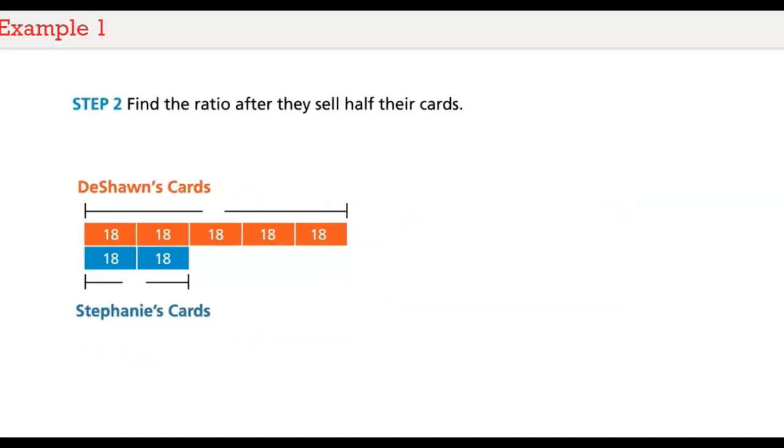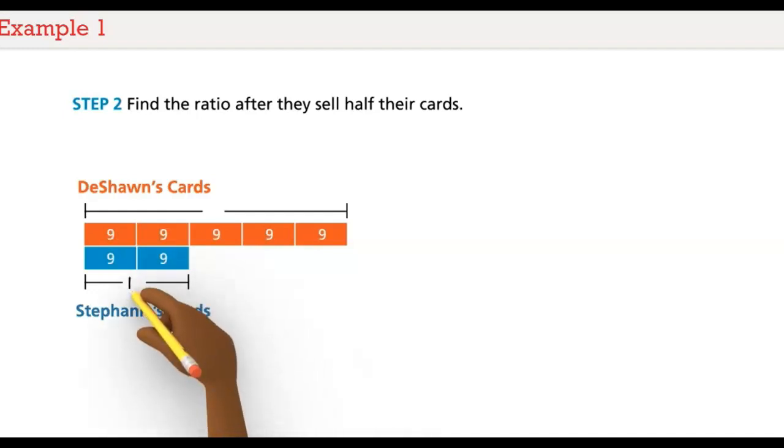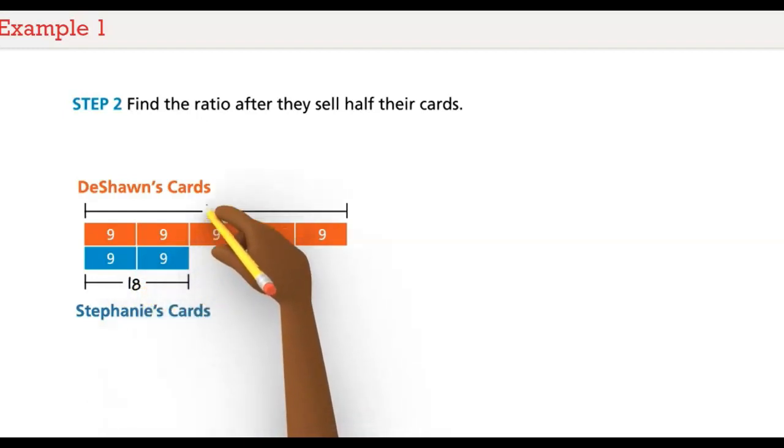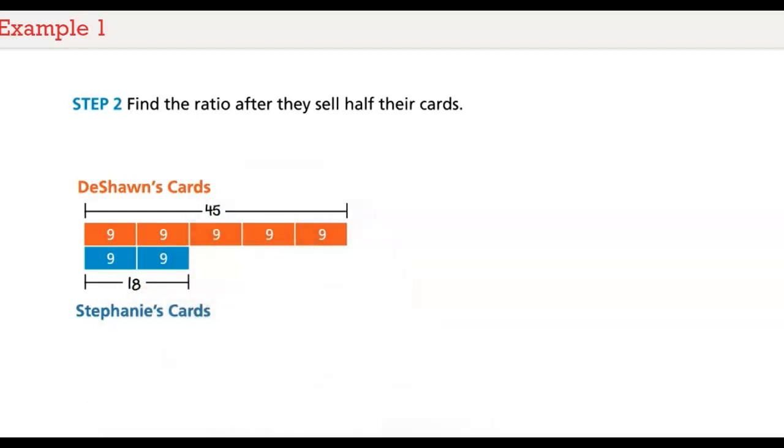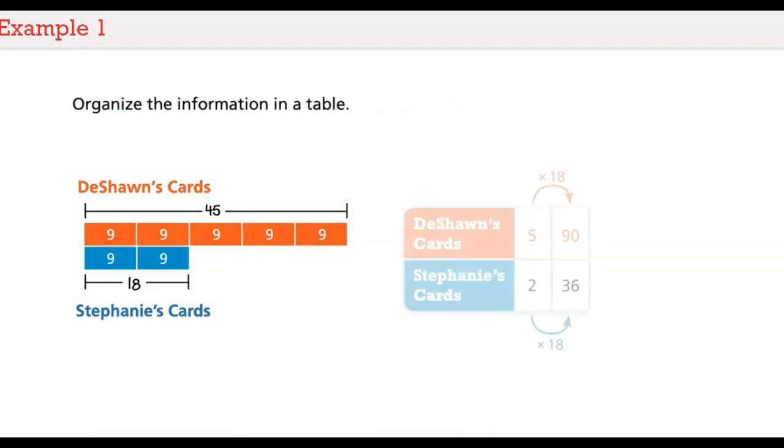Step 2 is to find the ratio after they sell half of their cards. You can represent this in the diagram by replacing each 18 with a 9. So, Stephanie now has 18 cards and Deshaun now has 45 cards. You can use a table to organize the information.